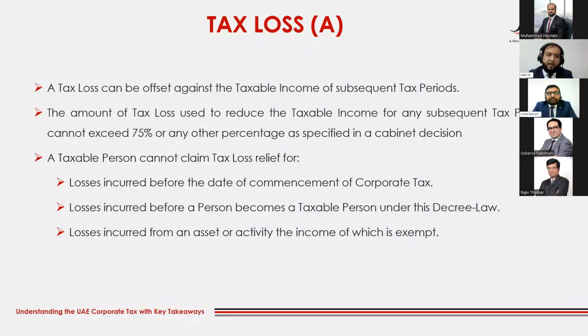A taxable person can't claim tax relief if the following conditions exist. For example, an entity has a taxable loss in 23, and its first return period is 2024. So this loss cannot be claimed against the taxable income of the next year. Similarly, if a company is operating in a free zone and generating qualifying income, and the company creates a taxable loss, but somehow the activity has been changed, so now the exempted activity is being converted to a taxable activity, then this loss which was previously generated cannot be offset against the next year's profit.